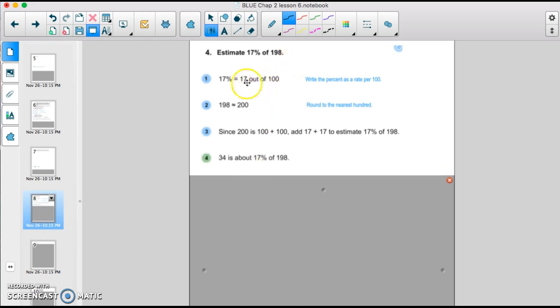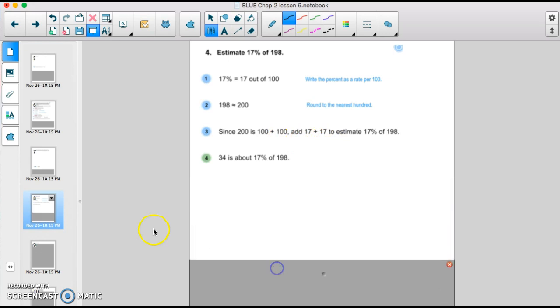Remembering, again, that percent is always out of 100. So that's where we got the 17 out of 100. And then double 100, because 198 is close to 200. So if we double 100 plus 100, we have to double the top number of our ratio, 17 plus 17, and that's where we get 34. That's another way of doing it. So there's lots of different ways, but again, keeping in mind that you want to approximate and get as close to the answer as possible, but also do some estimating.